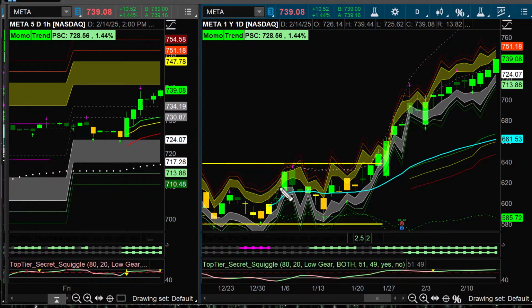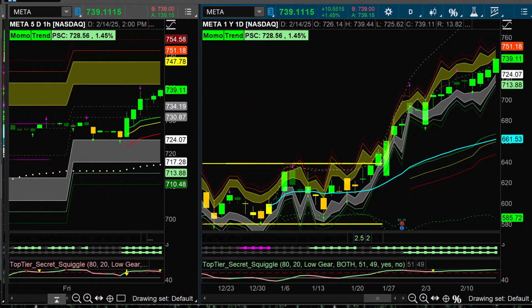How do I know if I want to be a buyer? Really easy. There's no red. There's no red candle. And if there's no red candle, no problem. Look for even a yellow candle in the gray zone, or even better, a green candle in the gray zone, right?